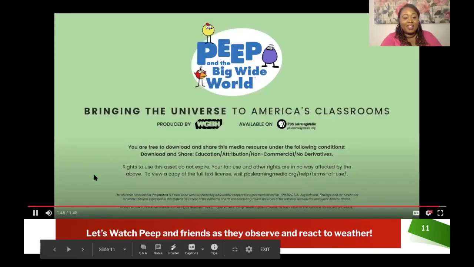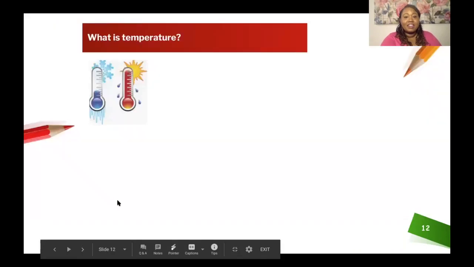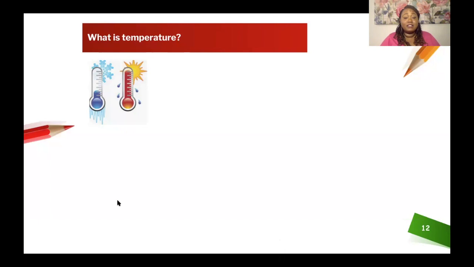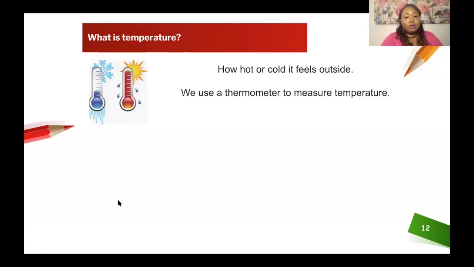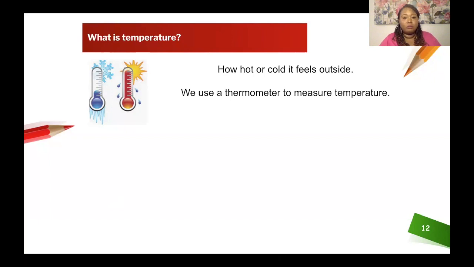Oh, they had so much fun with the wind. Now, on our next column of our chart says temperature or a T. So what is temperature? Well, temperature tells how hot or cold it feels outside. We use a thermometer to measure temperature.